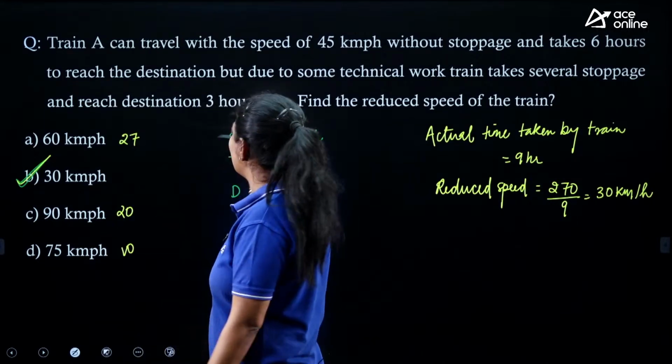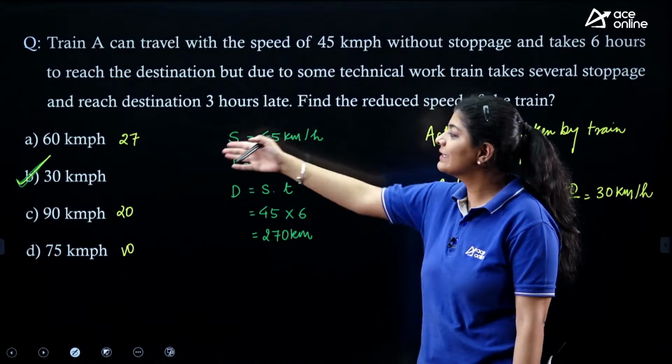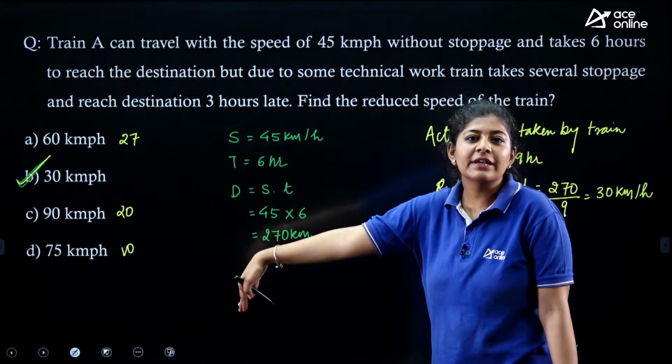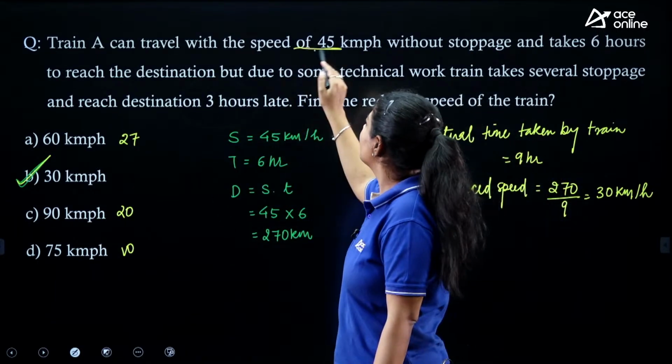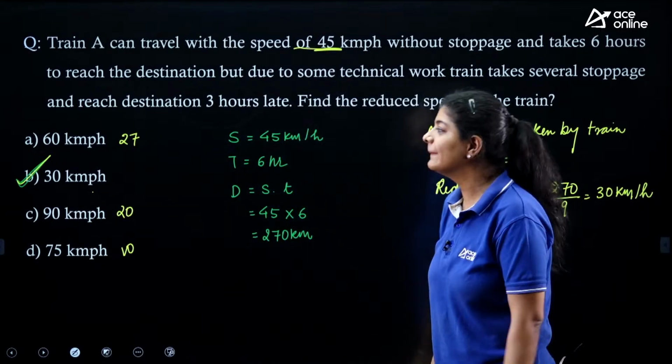But if I just don't want to solve this particular question, and if I read it out, I can easily say that if I want to find out the reduced speed, it should be lesser than 45. So the only option that we are having over here is option number B.